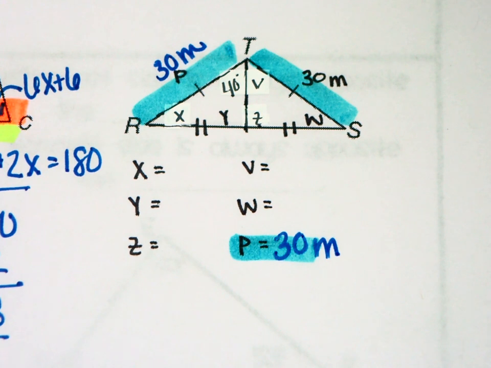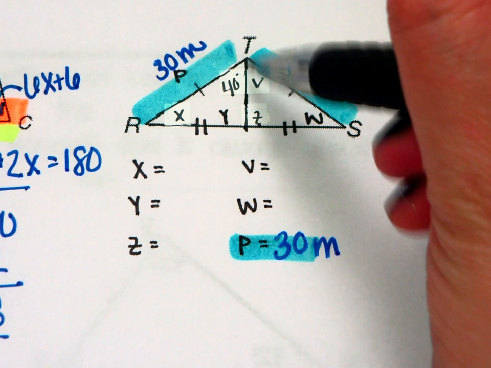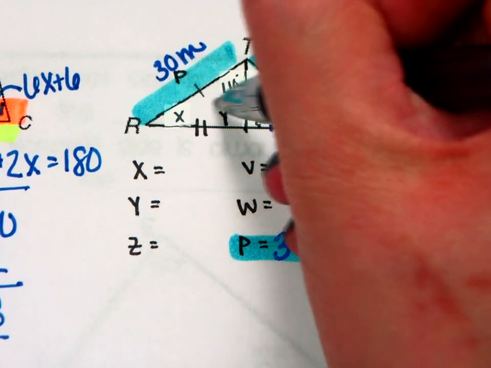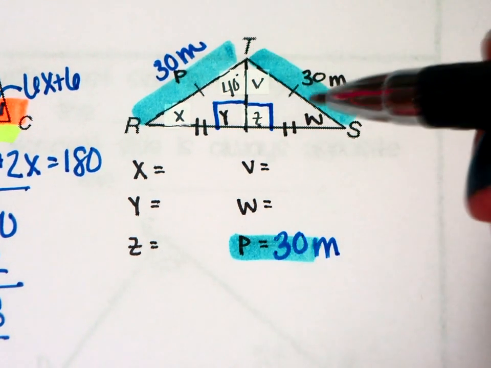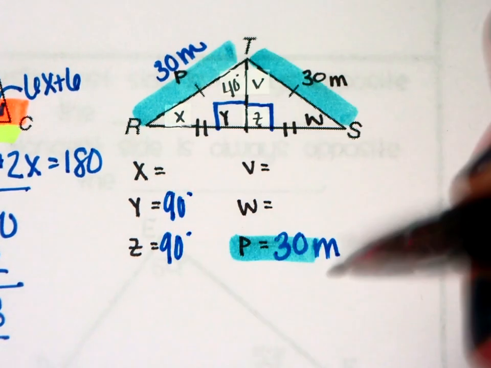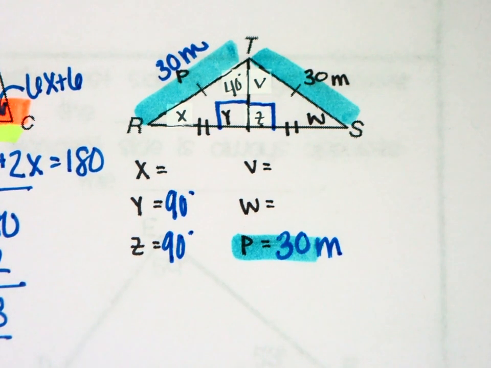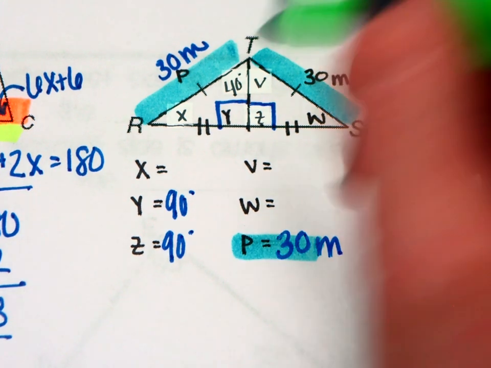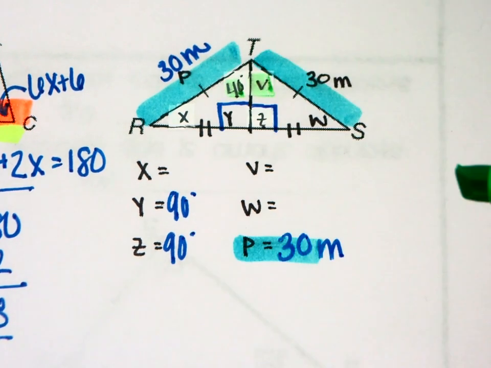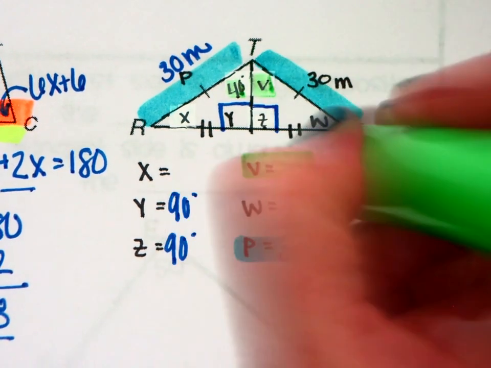Now, if this is a perpendicular bisector problem, we should remember that this segment always makes 90 degrees with the base, making Y and Z 90 degrees. It will always be 90 because it's perpendicular. We also have a bisected vertex angle, which means if this angle over here is 40, this angle is 40. So V is 40.